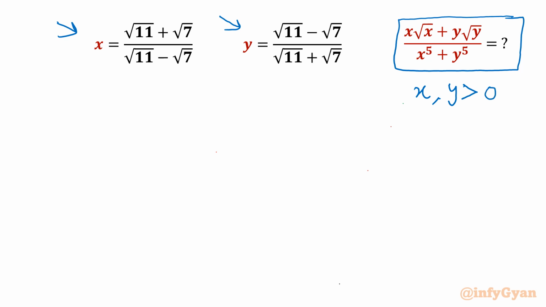Now I will begin with the multiplication x times y. If you multiply, root 11 minus root 7 and root 11 plus root 7 will be cancelled out from numerator and denominator. xy will be 1.